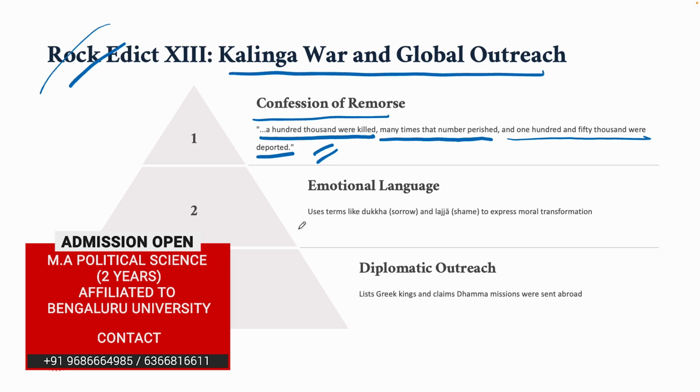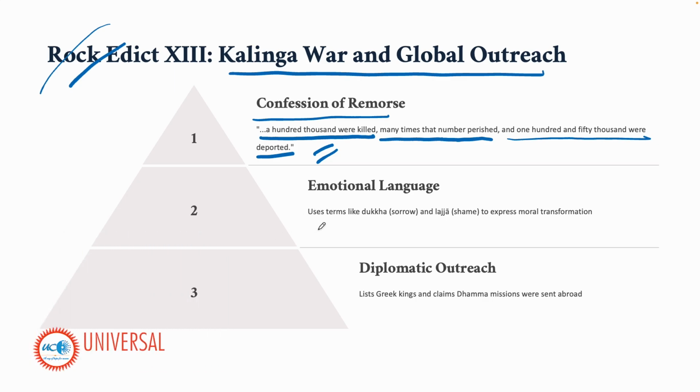Emotional language. Rock Edict 13 also uses terms like dukkha, that is sorrow. Can't we find some similarities with Buddhism? Because Buddhism also talks about dukkha in the Arya Satyani, right? And lajja, that is shame, to express moral transformation.